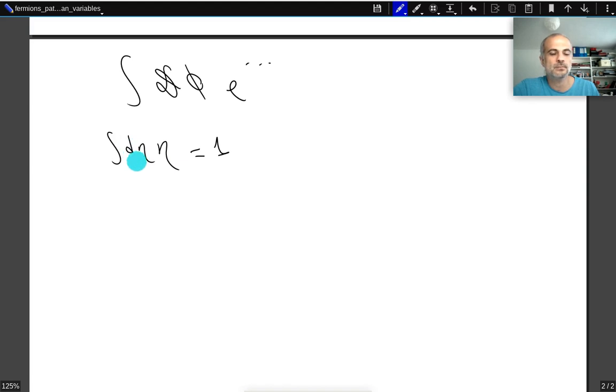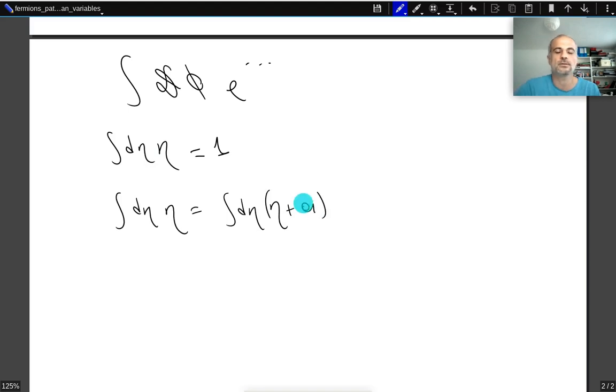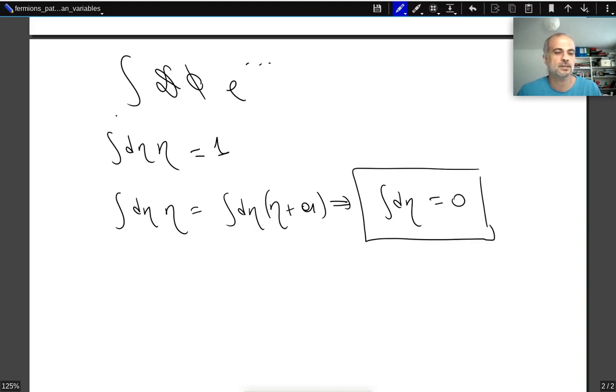Now at the same time we would like to have a translational symmetry, meaning that eta should be equivalent to eta plus a, with a being some other Grassmannian number. But this tells us that the integral of d eta should be 0. Keep in mind that these are just consistent definitions of the Grassmannian numbers.